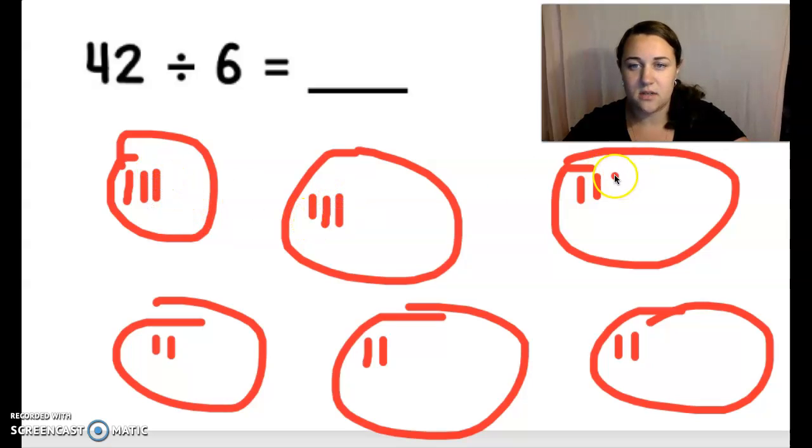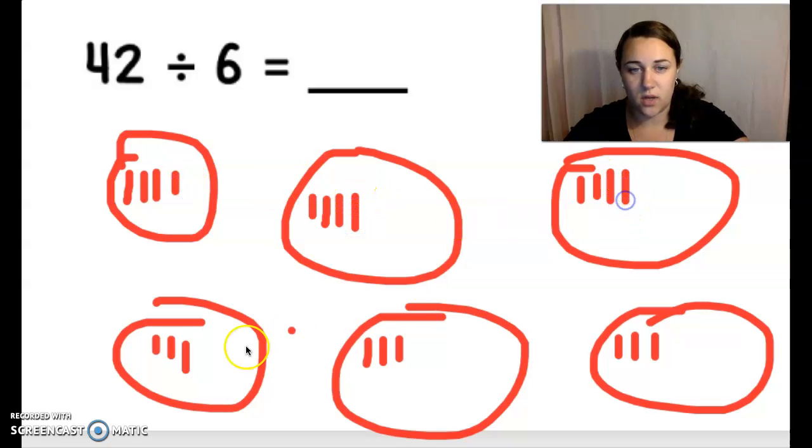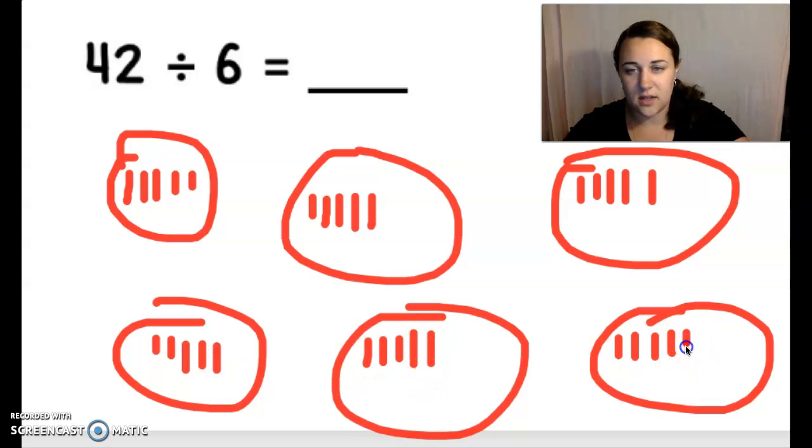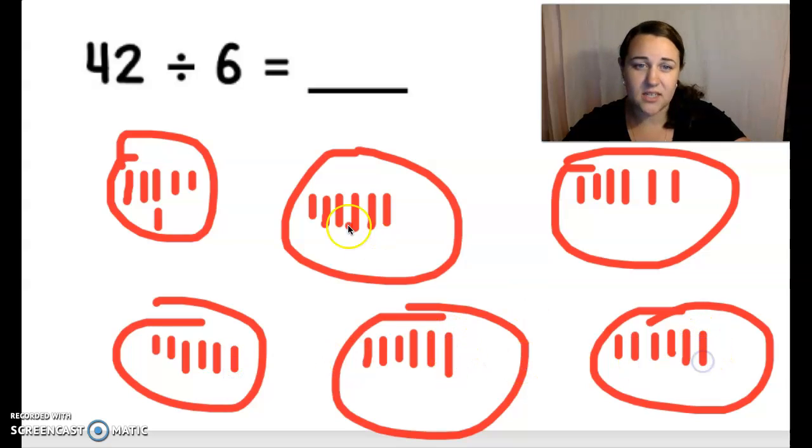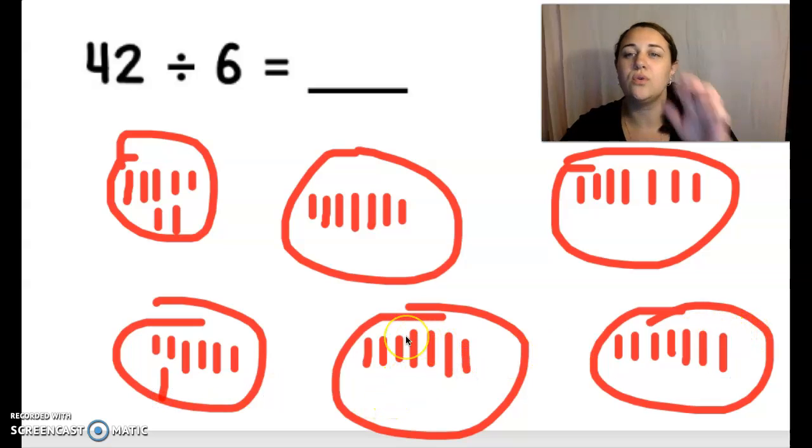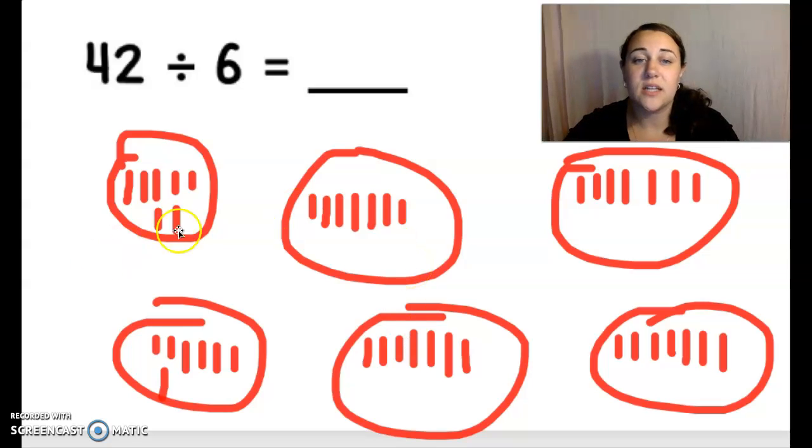13, 14, 15, and on up through 32, 33, 34, and on up to 42. Woof! That was a lot, friends, but we did it. So now let's see how many are in each group.